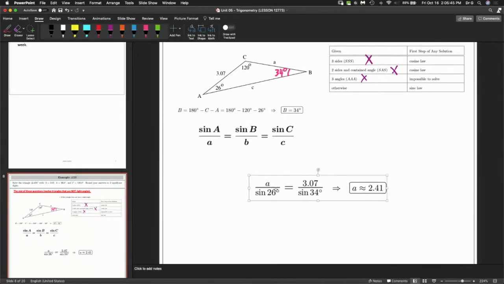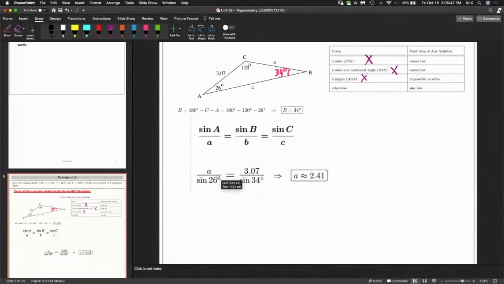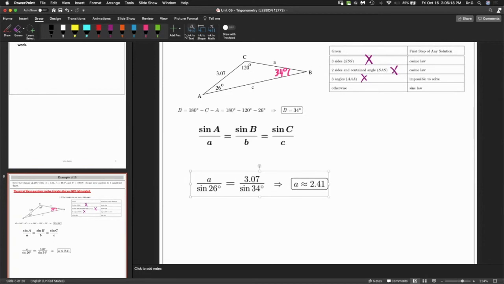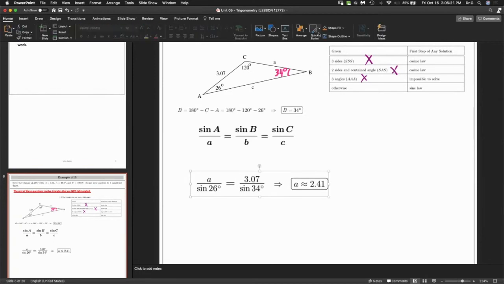Sorry, wait, isn't 3.07 for B? Yes. Okay, so the question here, Mario, is labeling. See, big A is opposite to little a. Big C is opposite to little c. And big B is opposite to little b. Got it? Perfect, you're welcome. So I'm going to just write the sine law upside down in reciprocal form.